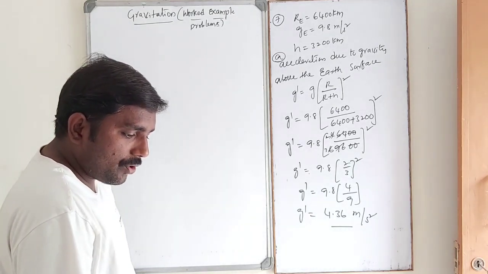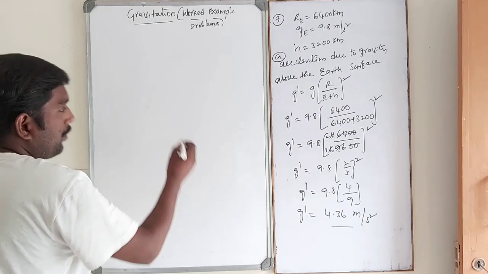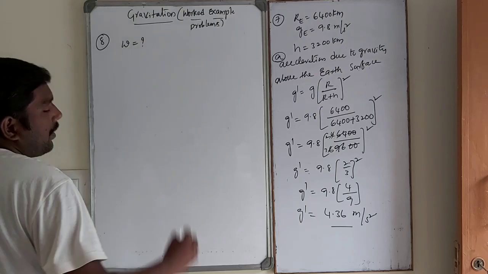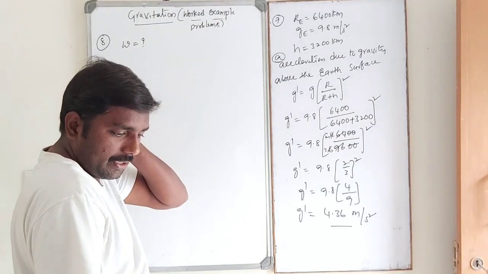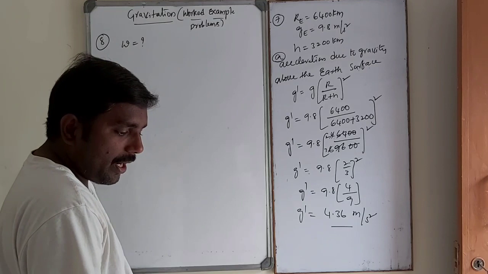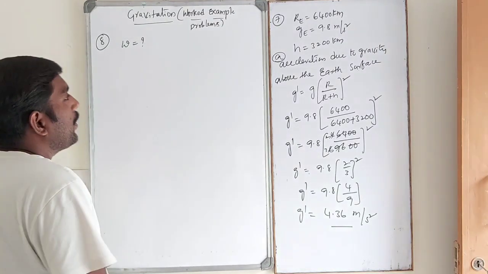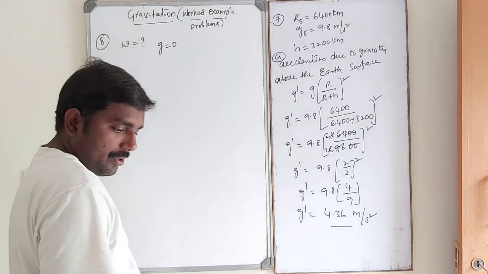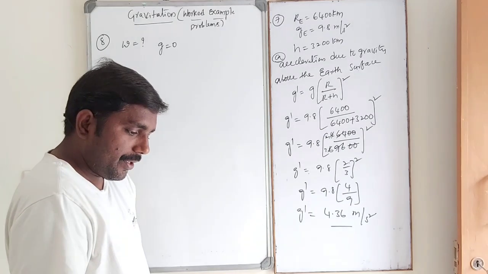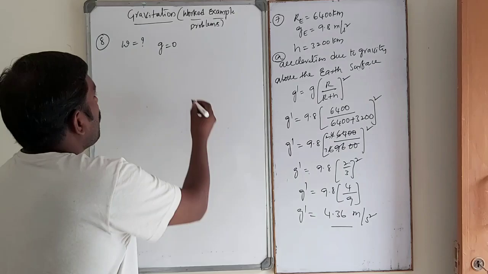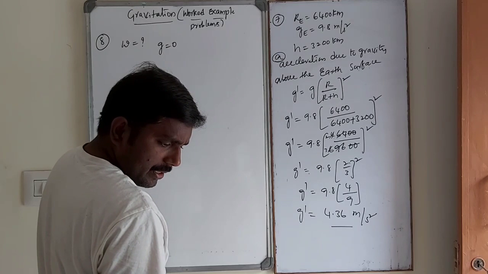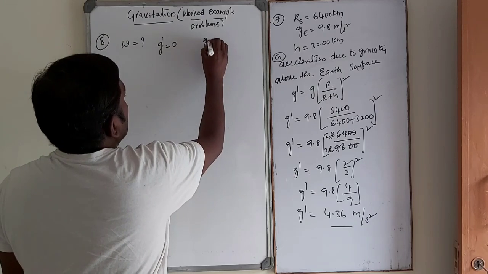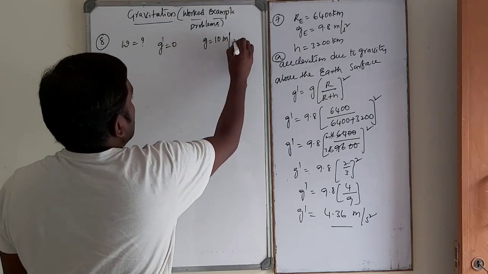What would be the angular speed of the earth? This is problem number 8, angular speed omega. What would be the angular speed of the earth so that bodies lying on the equator may appear weightless? May appear weightless means gravity is equal to what? 0. Take g is equal to, of course now this is g dash, g is equal to 10 meter per second square.